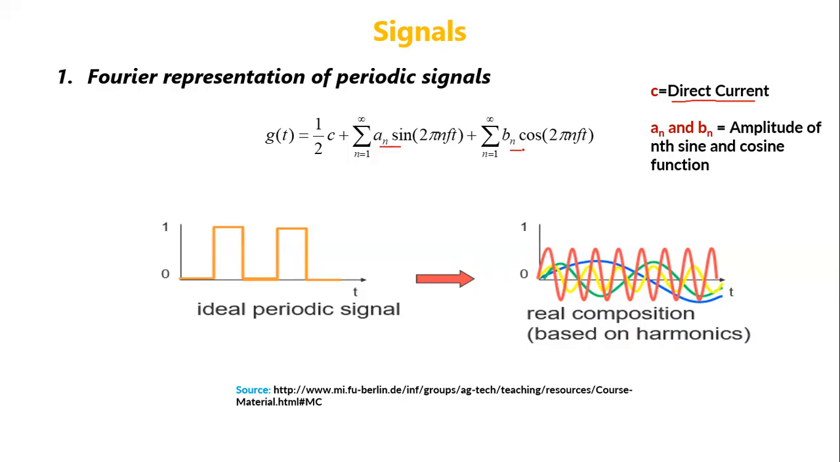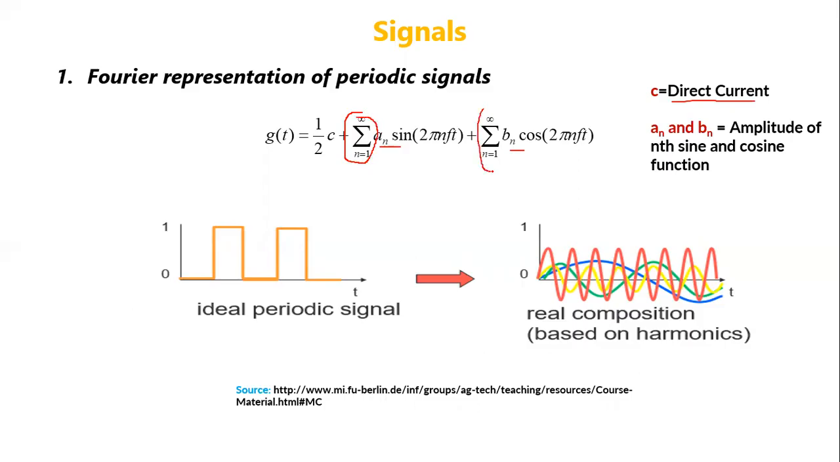Basically, what this equation says is that an infinite number of sine and cosine functions are needed, because you can see in this particular equation, n goes from 1 to infinity.